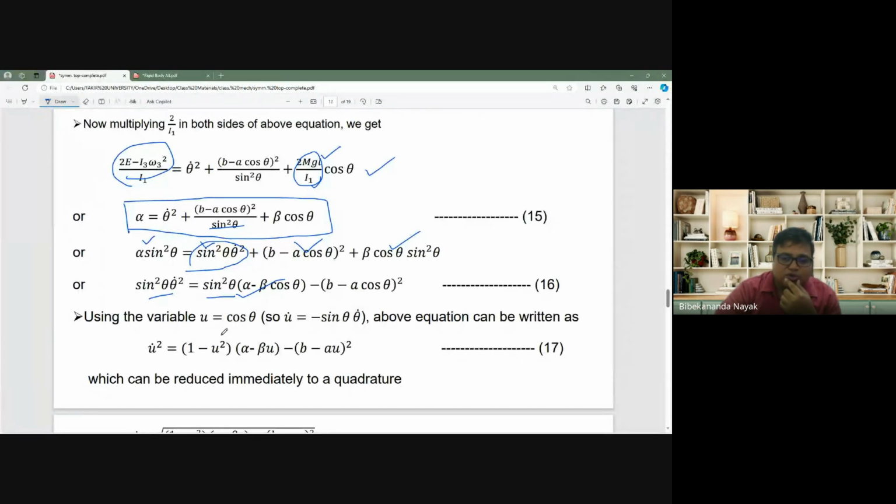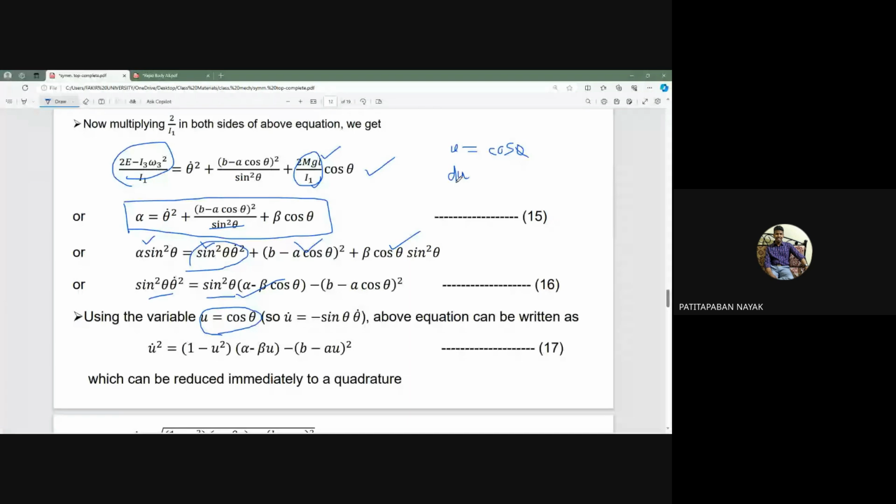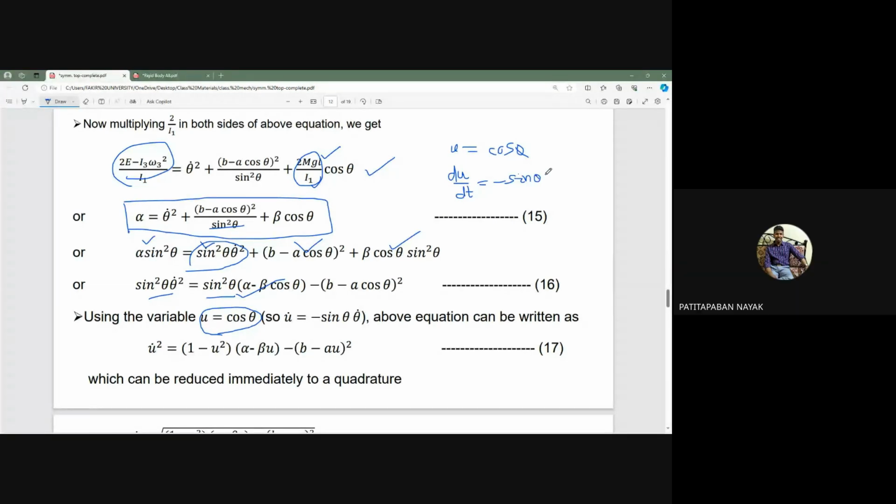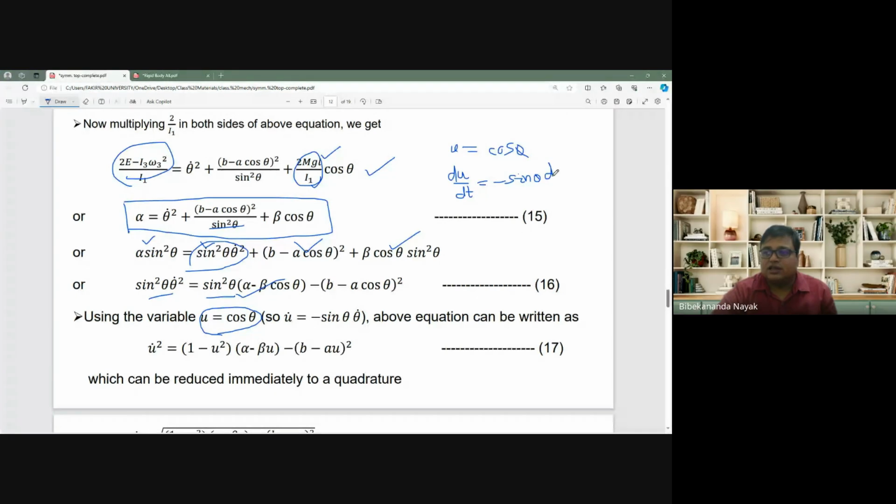Using a variable, let's put u is equal to cos theta. If you put u is equal to cos theta, then what is u dot or du by dt? U is equal to cos theta, so du by dt is minus sin theta d theta by dt, by the chain rule: del u by del theta into d theta by dt. But d theta by dt is theta dot. So u dot is equal to minus sin theta, theta dot.